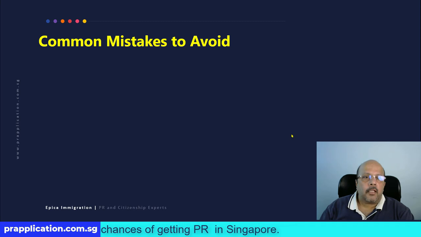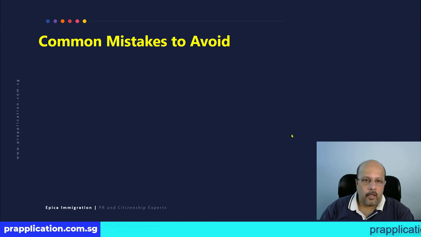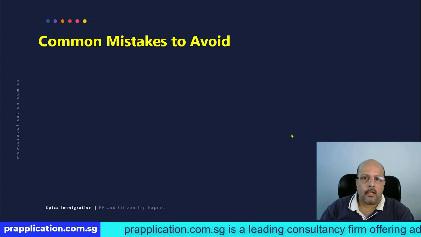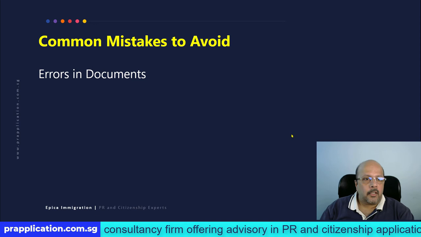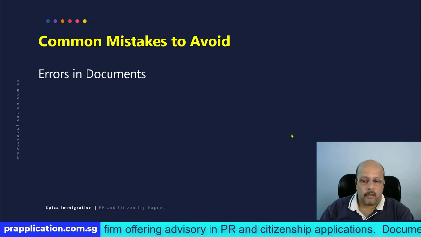So moving on to the next slide then, what are the common mistakes to avoid at this stage? So now you have not filed yet, you have compiled all the documents and you are going to file. And here are some of the mistakes that you should avoid. Or before filing, if you can take any actions to correct this, please do so. The first thing I have already talked about, that is errors in the documents. In the previous slide itself, I mentioned it.